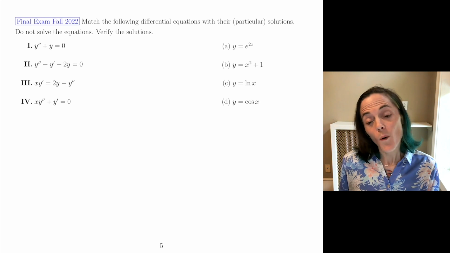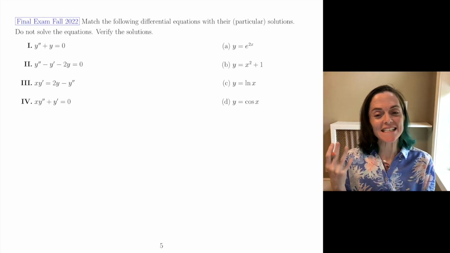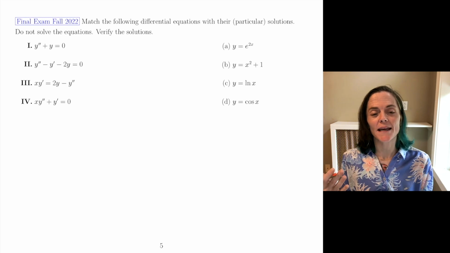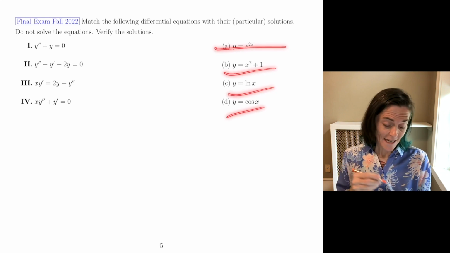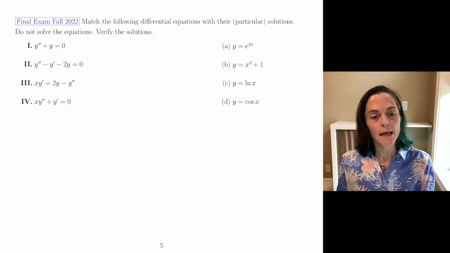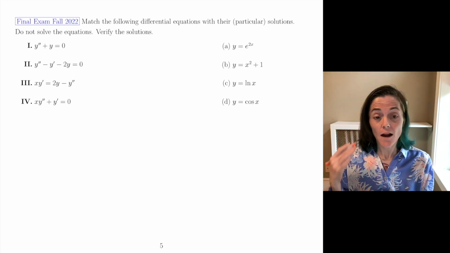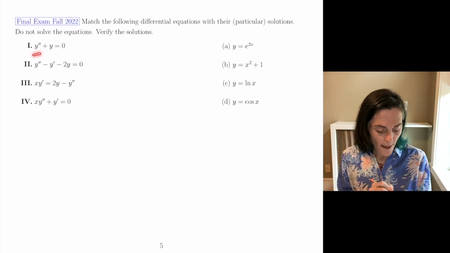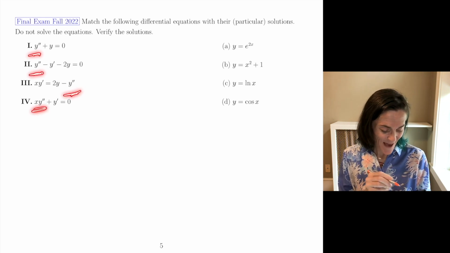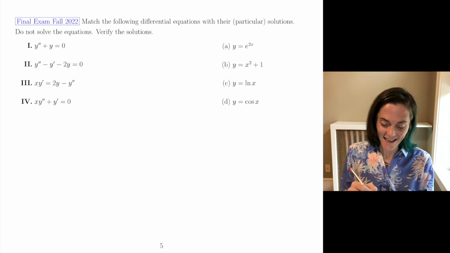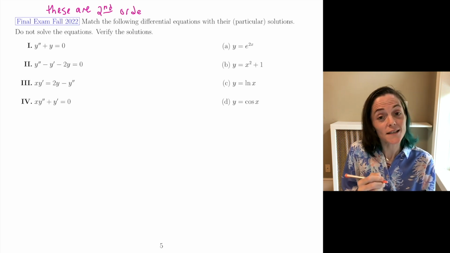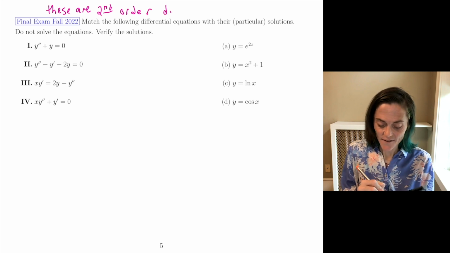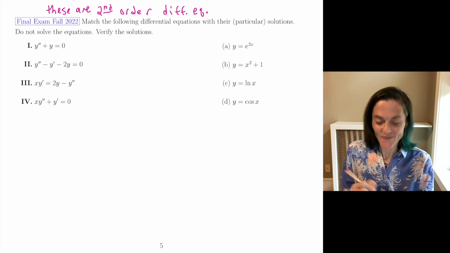All right, there's more examples, very much like what we just did, except here we have 4 differential equations and we have 4 different solutions. So every solution will match with exactly 1 differential equation. The other thing to notice here is that all 4 of these are second order. We have y double prime, y double prime, y double prime, and y double prime. So let's write that remark. These are second order differential equations. There are first examples of second order differential equations.